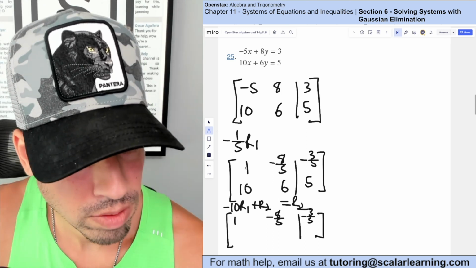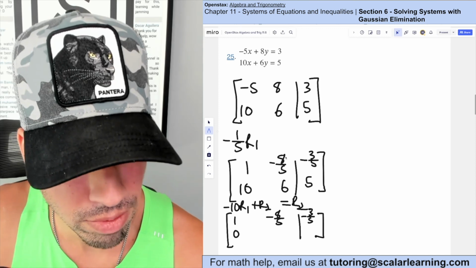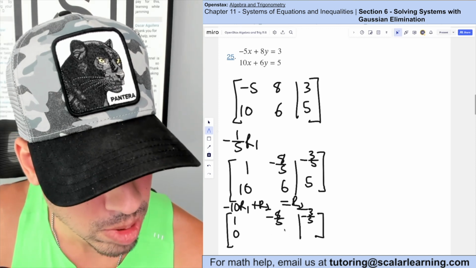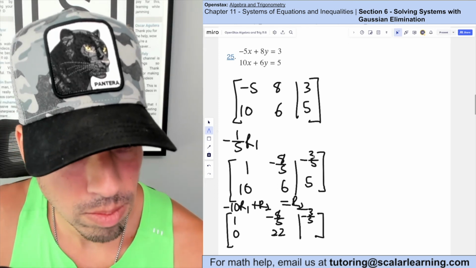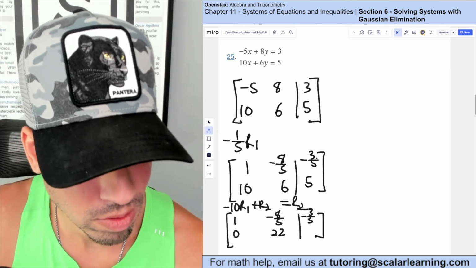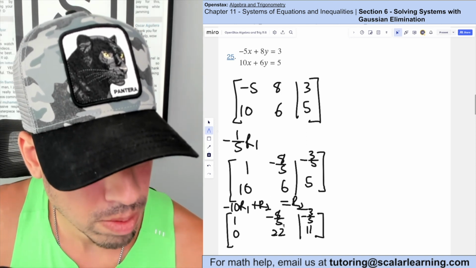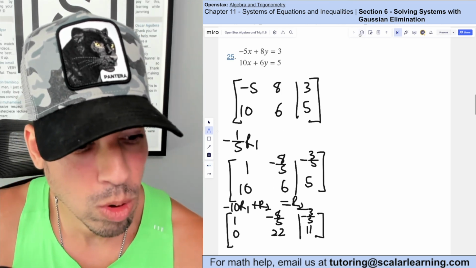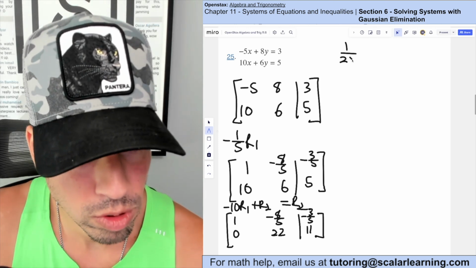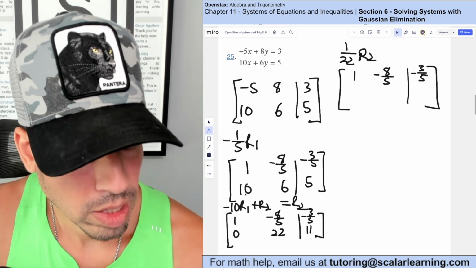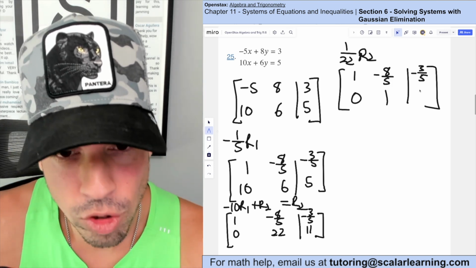Let's write it out. Negative 10 times 1 is negative 10, plus 10 is 0. Negative 10 times negative 8/5, that is 16, I believe. And then 16 plus 6 is 22. And then negative 10 times negative 3/5, that is positive 6, plus 5 is 11. All right, great. Now I'd love to flip this into 1. So I'm going to multiply the bottom row by 1 over 22, the reciprocal of 22. Let's write that out. So that times 0 is 0, that times 22 is 1, that times 11 is 11 over 22, which is 1/2.